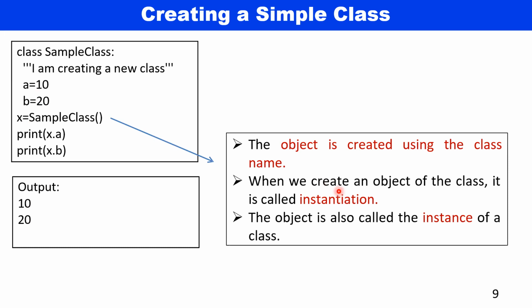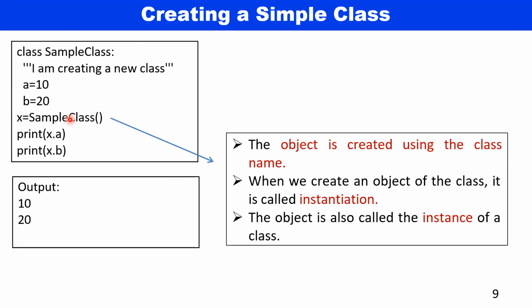When we create an object of the class, it is called instantiation. So whenever you create an object of the class, that means we have instantiated an object. And the object is called an instance of the class. This we have already seen.